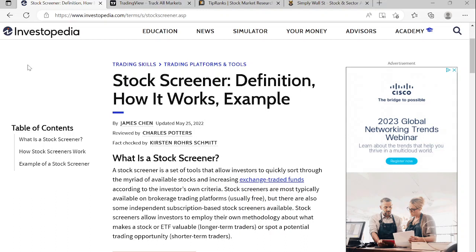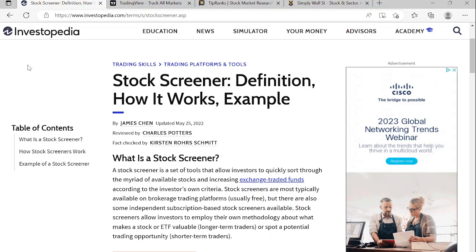So let's see what are the tools that can help you to make it a bit easier, although it's still recommended that you mostly invest in ETFs or investment trusts, and you don't invest too much in individual stocks. But let's say you want to do it. What can you do? Okay, let's see what the stock screener is first.